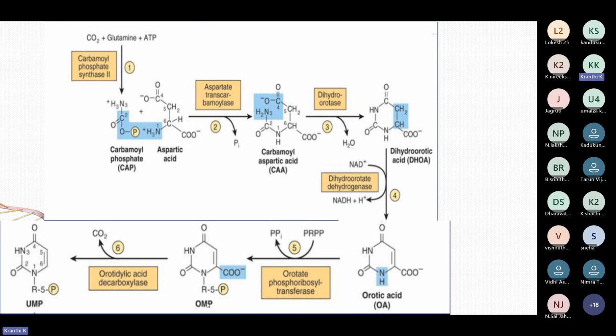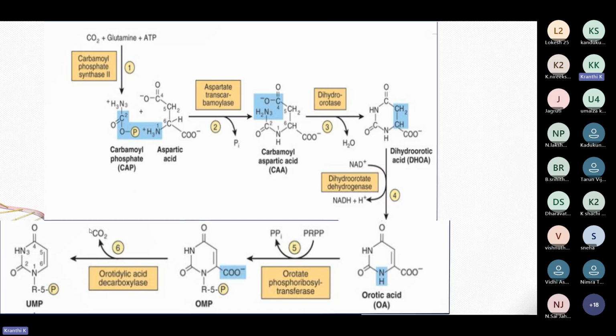What is an OMP? Orotidine monophosphate. Here it needs an enzyme, what is that enzyme? Orotate phosphoribosyltransferase. Then this OMP, orotidine monophosphate, will be converted to UMP. What is a UMP here? UMP means uridine monophosphate. Using orotidylic acid decarboxylase, this OMP is converted to the UMP.